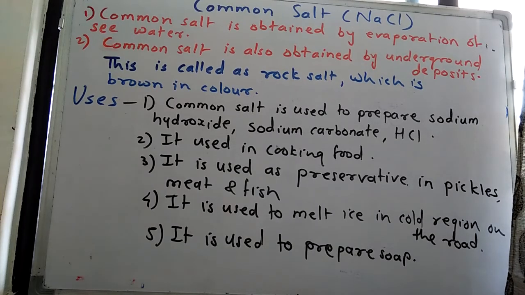Now we have to start with the different types of salt. So we have to study common salt, washing soda, baking soda. Then we have to study plaster of Paris. Then we have to study bleaching powder. So some simple topics are there.